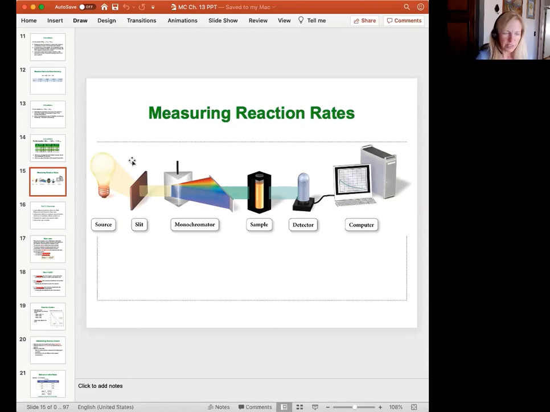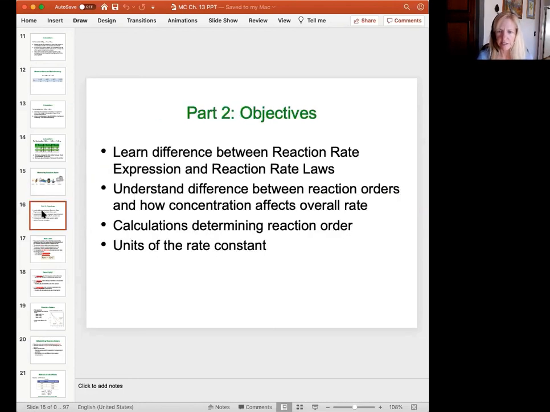Okay, so moving into what we're going to cover today. Today we're going to learn the difference between the reaction rate expression, which is what we talked about in part one, and reaction rate laws. Rate laws are experimentally determined, mathematical relationships, as opposed to our rate expression, which was very stoichiometrically driven. We're going to understand the difference between reaction orders and how concentration affects the overall rate.